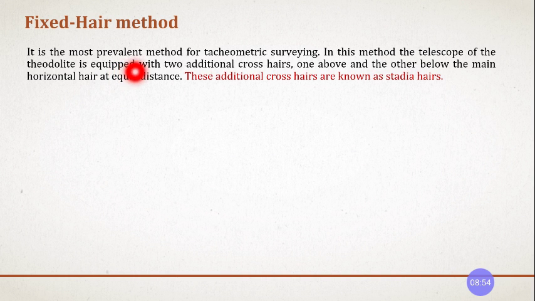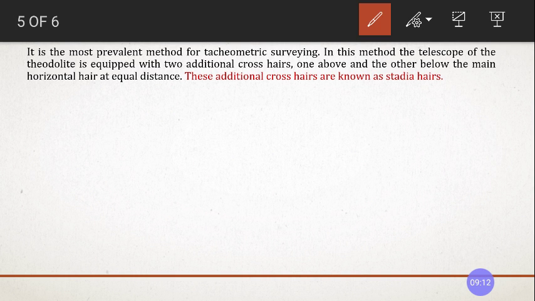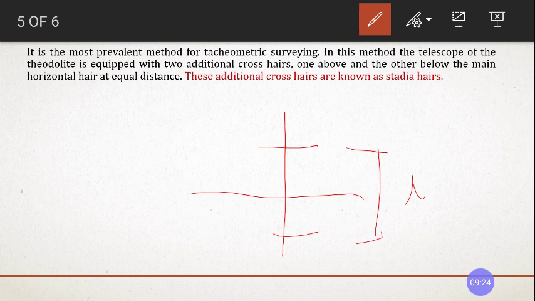It is the most prevalent method of tacheometric survey. In this method, the telescope of the theodolite is equipped with two additional crosshairs, one above and the other below the main horizontal crosshair, at an equal distance. As I said, this is your main crosshair and these are your two small crosshairs, one above and one below. This distance is fixed, I suppose it is 0.25.